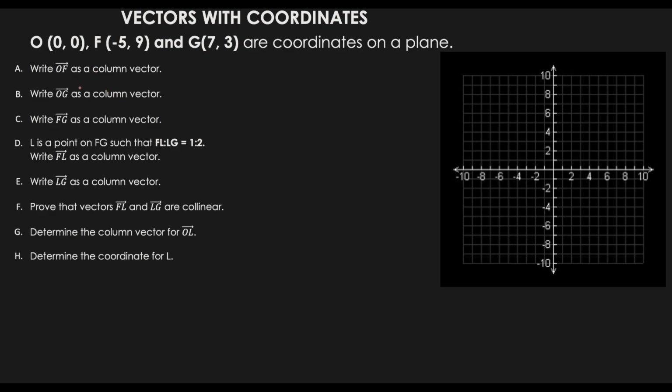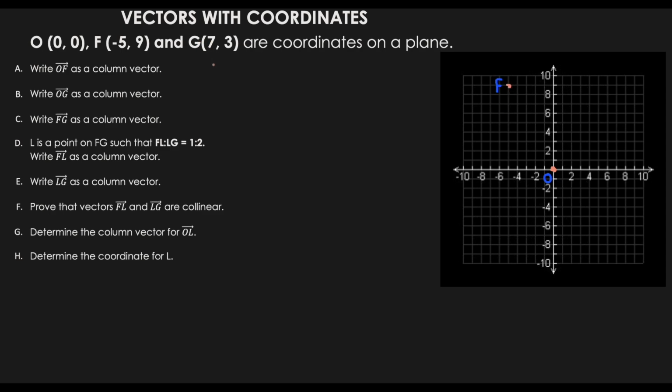So the first one we have is a point O at 0, 0. If I were to put that as a coordinate right here, it is 0, 0, so I can call this particular point O. We have a coordinate F as well at -5, +9. That would be the x-axis first, so -5, which would be right here, and it goes all the way up to +9. So we can call this F.